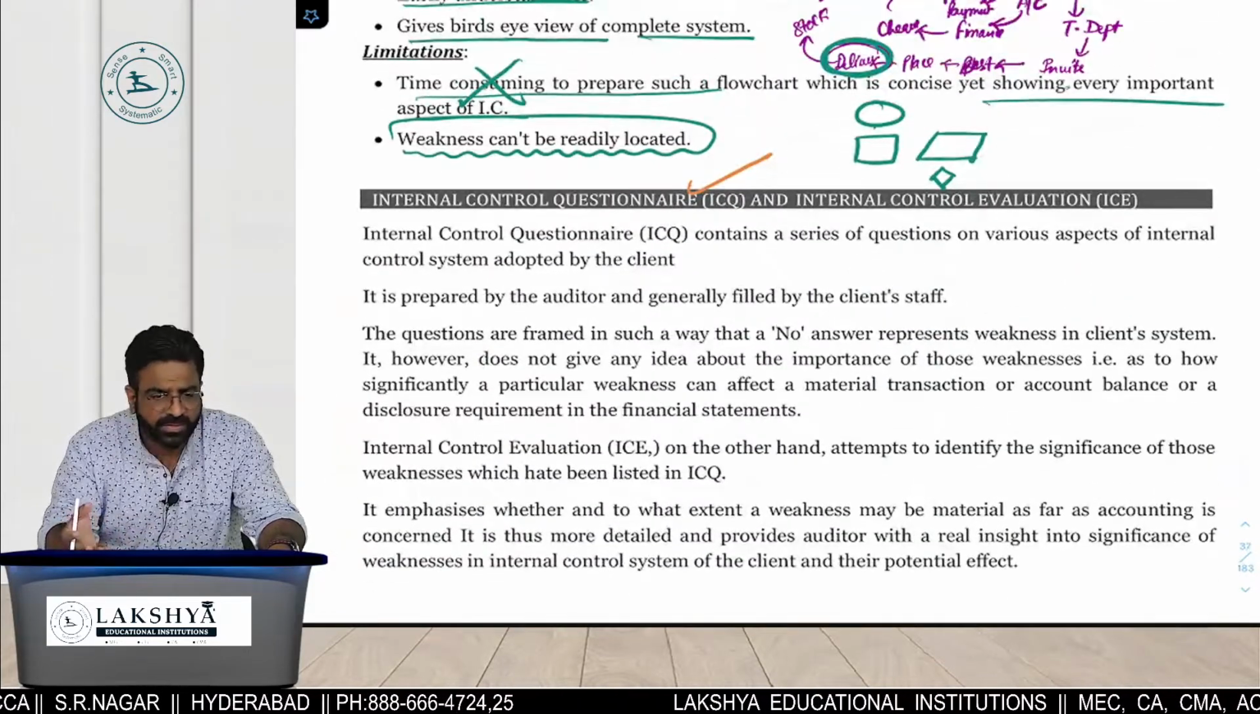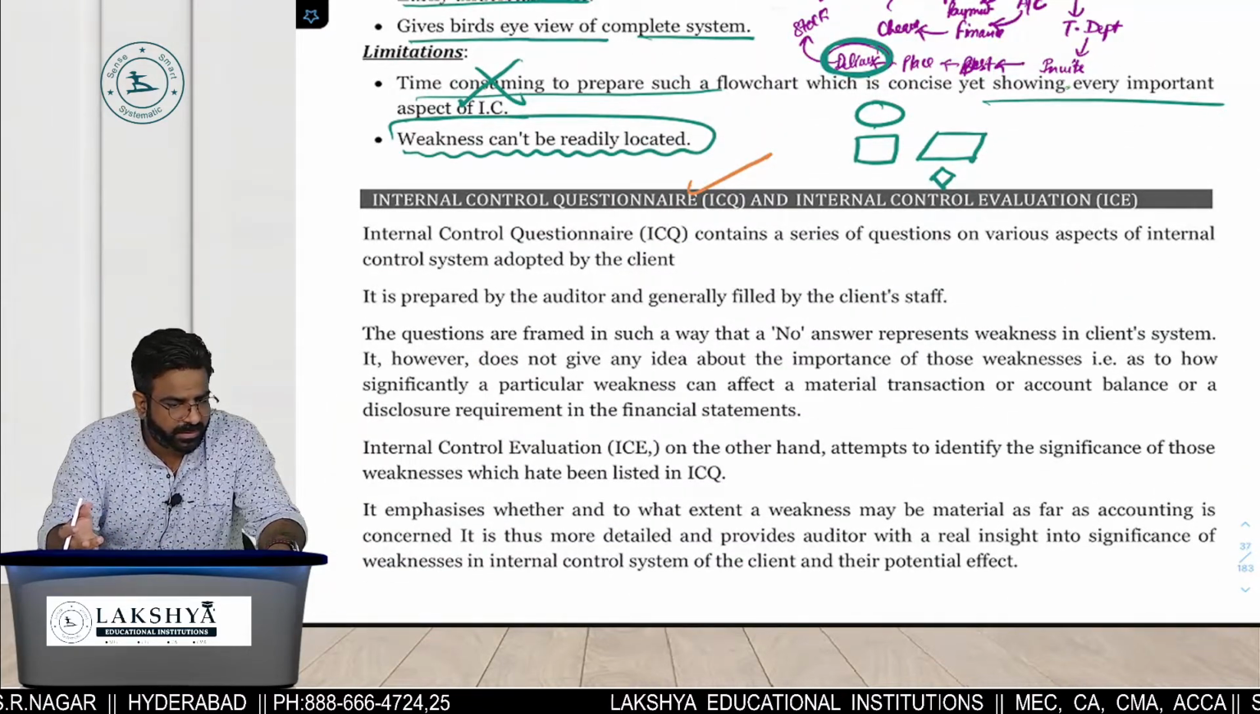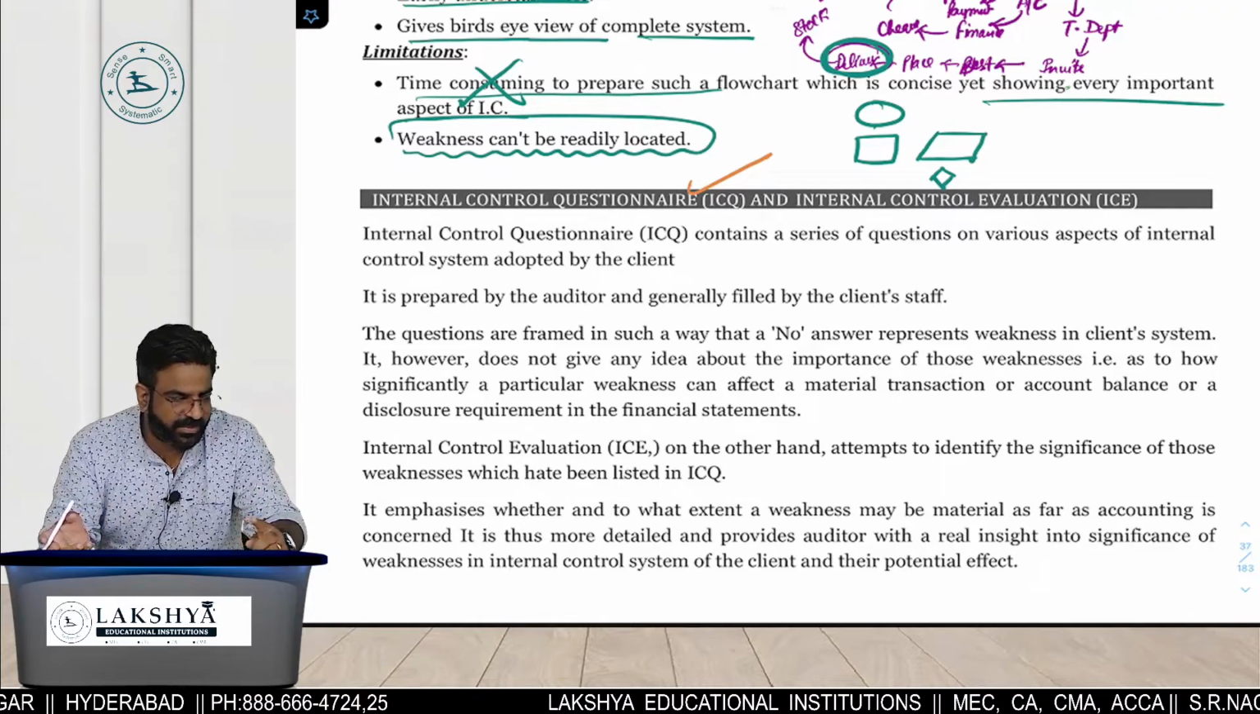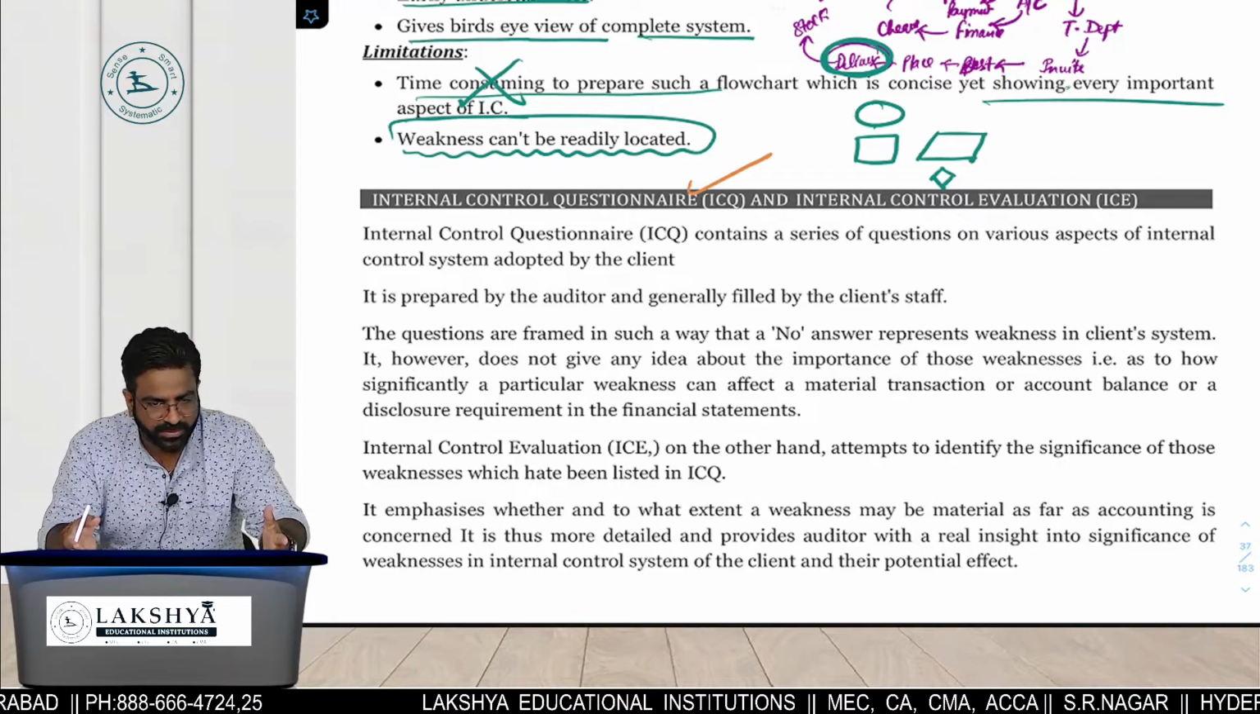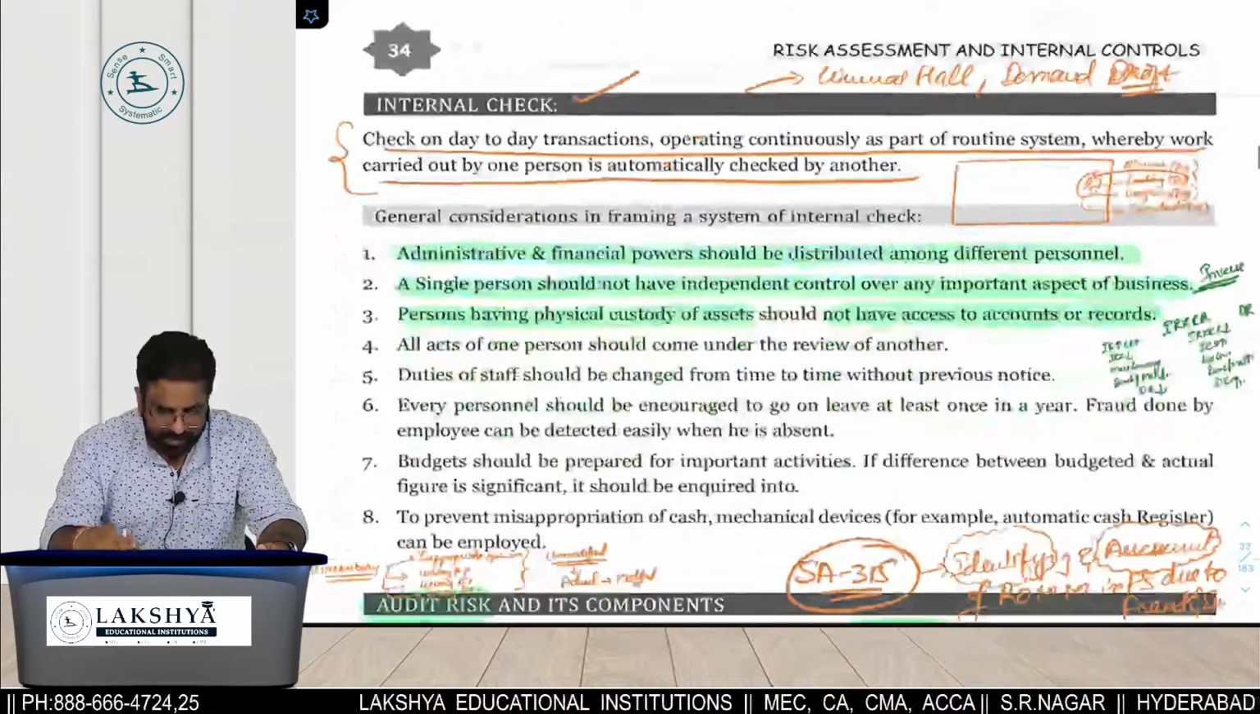Questionnaire, and we have done a questionnaire. Same only. That is the difference between questionnaire and checklist. I think that day only I told you. Same point. Okay, everyone.